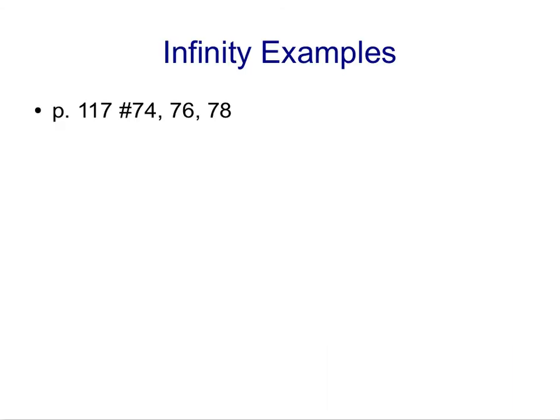So I want to wrap this discussion up with a few examples. I'm actually going to start with number 75, even though it's not on my list. This is on page 117, number 75. The problem shows the limit as x approaches negative infinity. Oops, that's negative 8. Come on, man. Of a rational function which has a polynomial over a polynomial. We have 3x cubed plus x squared plus 1 over x cubed plus 1.